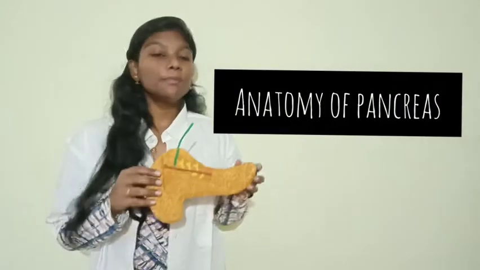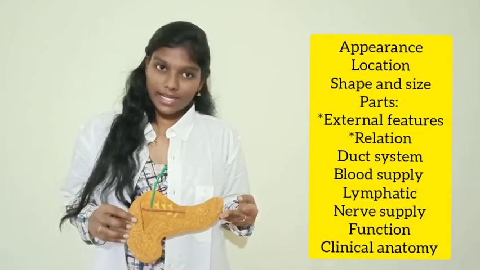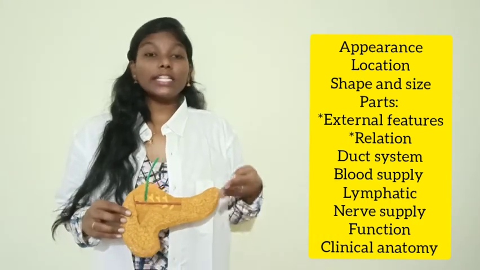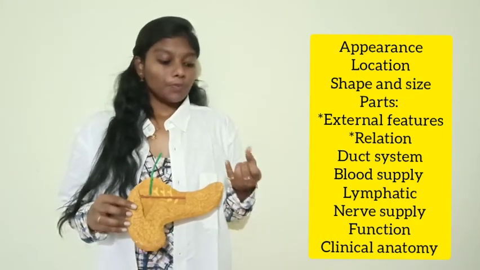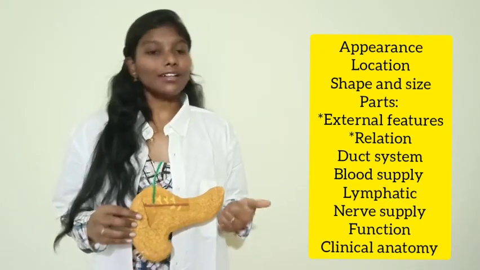Hello, this is Vema Vishnu of Block C, here to explain about the anatomy of one of the accessory organs, the pancreas. Here I will be discussing its appearance, location, shape and size, parts, its external features, relations, internal ductal system, blood supply, nerve supply, lymphatics, function and clinical anatomy.